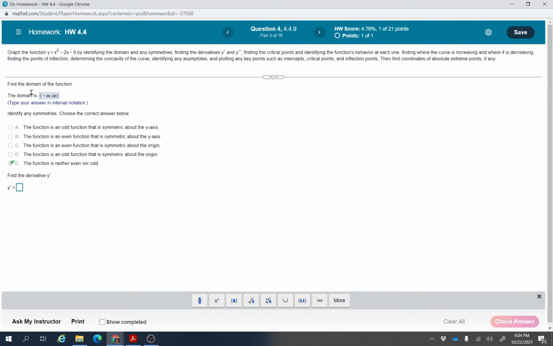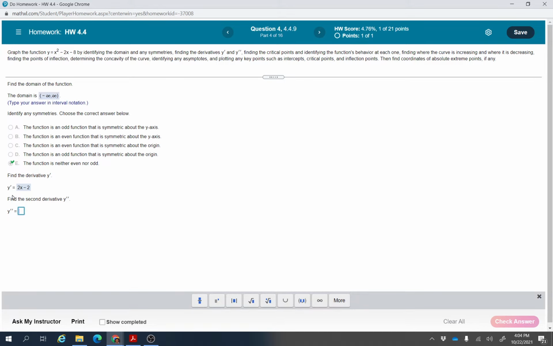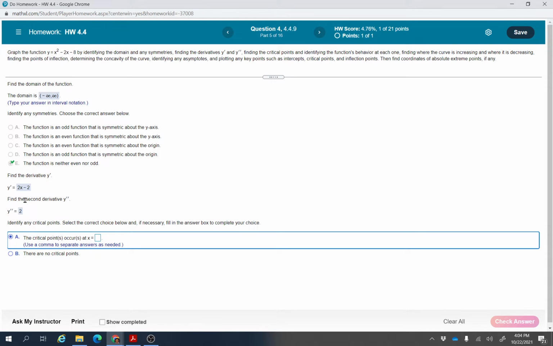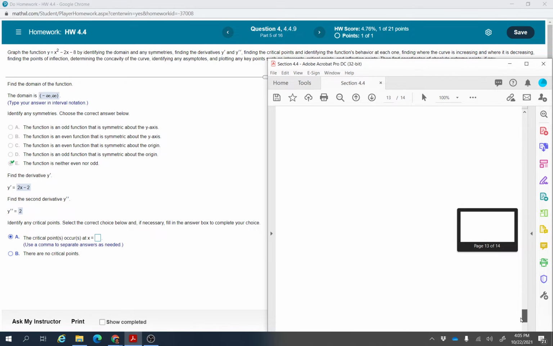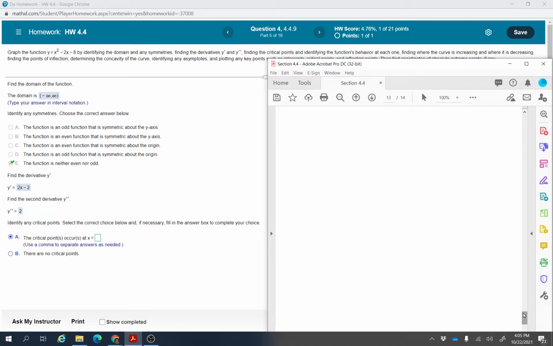Find the first derivative, use the power rule, and the first derivative would be 2x minus 2. Just use the power rule. Find the second derivative. The second derivative means the derivative of this, which is 2. So as you can see the second derivative is positive, so the graph of this function should be always concave up. But before that, let's find the critical points. Critical point means where the first derivative would be 0. We need to find out where this first derivative is 0. That point is called a critical point.